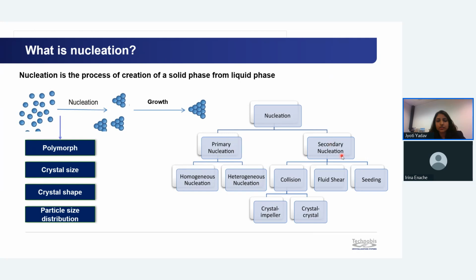Then secondary nucleation is formation of crystals in the presence of its own kind of crystals, and there are various reasons for that. For example, collision, which can occur between crystals and impeller or crystal and crystal. Then fluid shear, or we can provide external seeds, which can result in secondary nucleation, known as seeding.